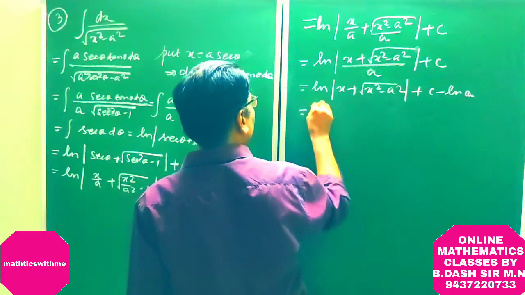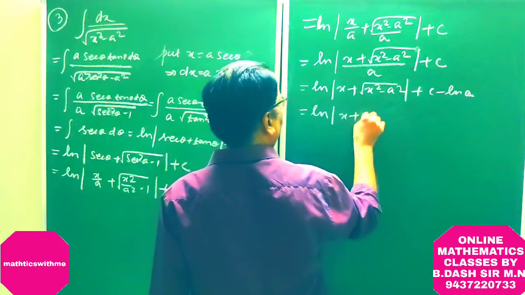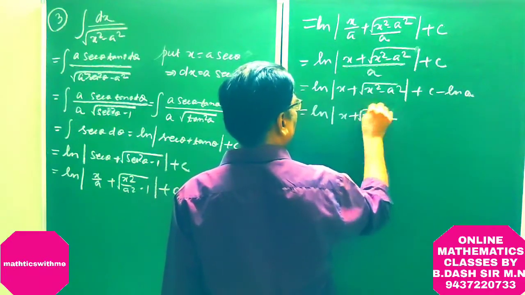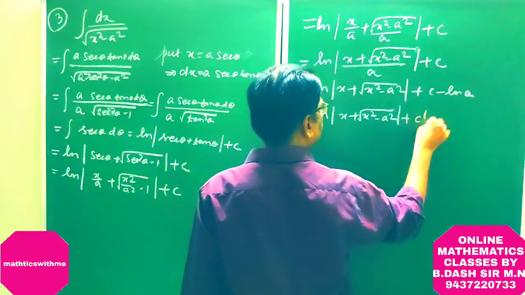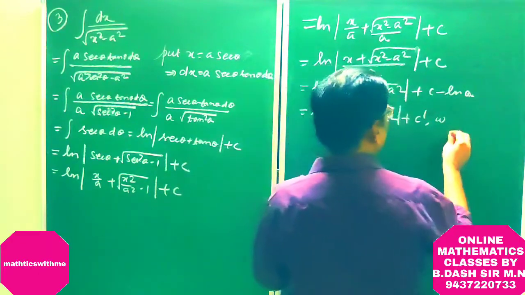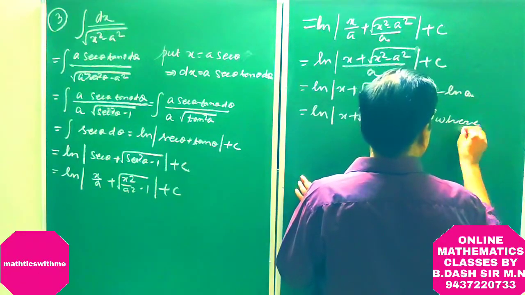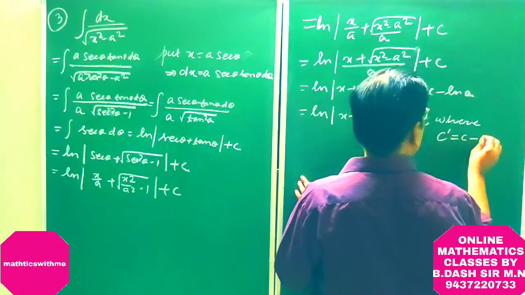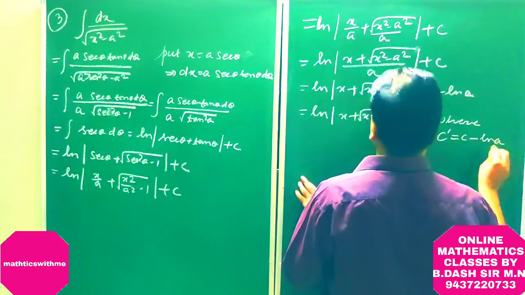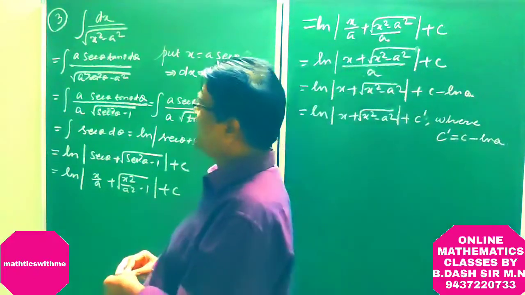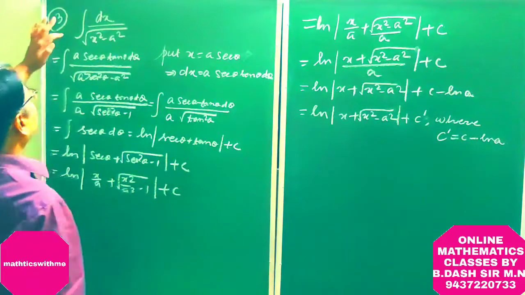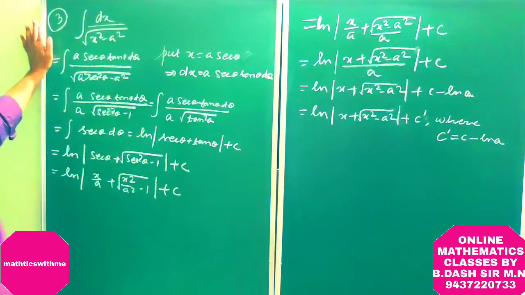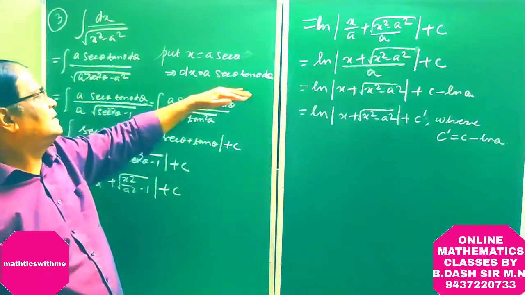So this is equal to ln |x + √(x² − a²)| + c', where c' is equal to c − ln a. So here the question is we have to integrate dx by √(x² − a²). In order to integrate this expression, put x = a sec θ, dx = a sec θ tan θ dθ.